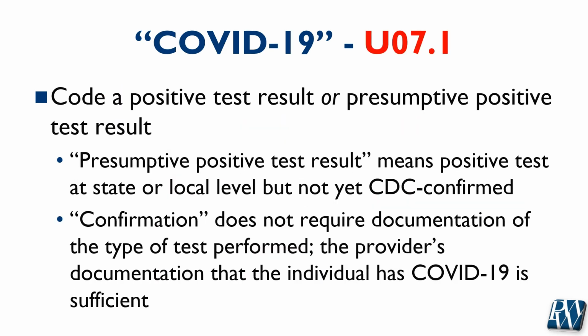So with that said, let's look at some of the specific codes that we've got. For example, the first one, U07.1, is a code for a positive test or presumptive positive COVID-19 result. Presumptive positive means that it's done at the state or local level, not necessarily confirmed by CDC, but that's okay. We're seeing more and more of that, so that's not unusual. And on confirmation, that doesn't have to be something documenting the exact type of test performed. Your documentation that says the patient is COVID-19 positive is going to be sufficient.